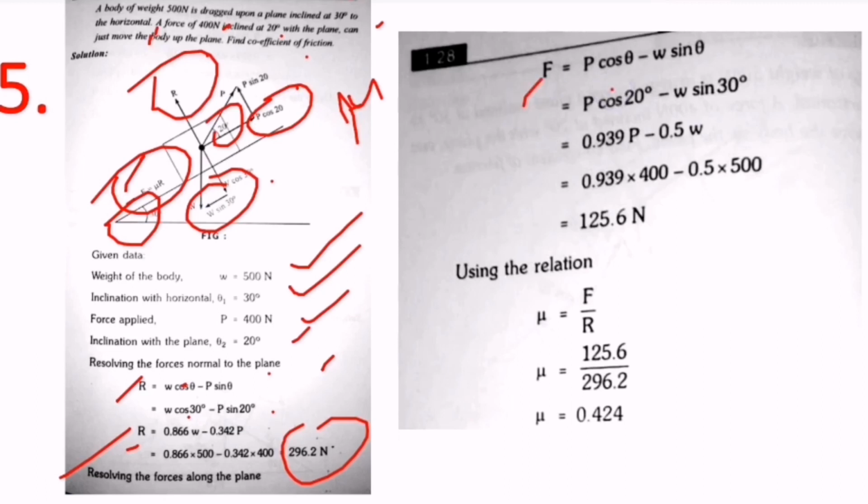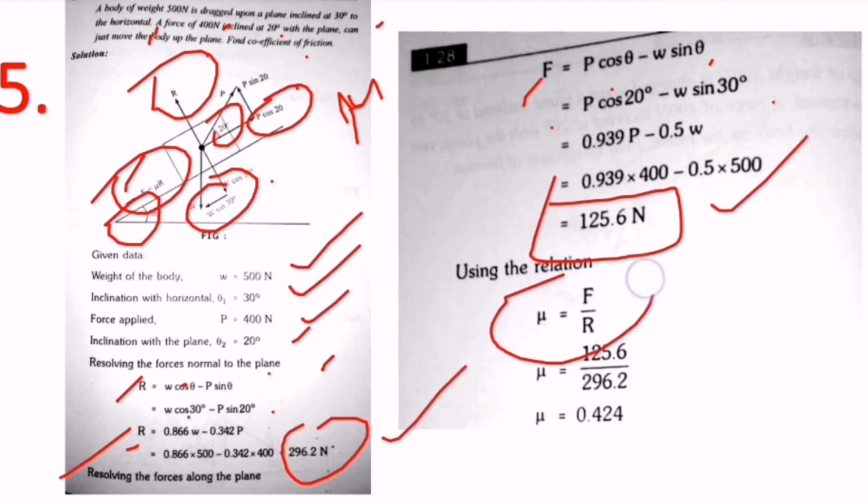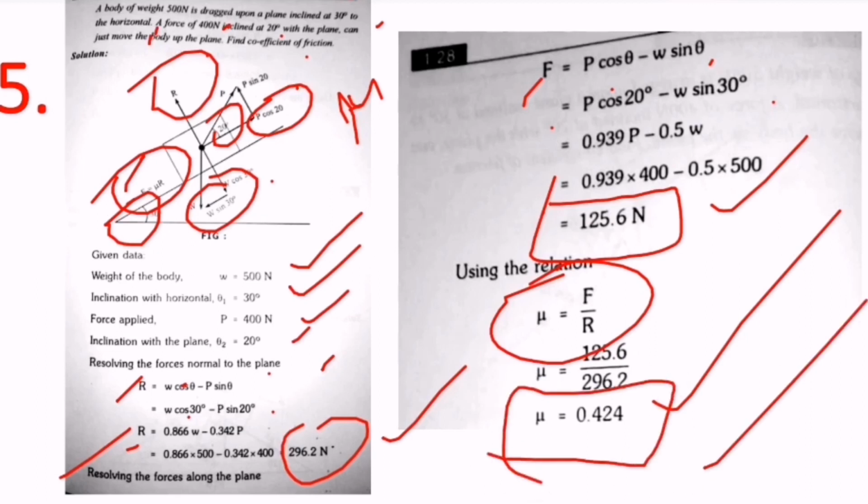So F equals P cos theta minus W sin theta. So P cos 20 minus W sin 30, that is F equals 125.6 Newton. So after getting F equals something and R equals something, by substituting in this we'll get mu equals 0.424. So this is the way to understand different values given in the question and applying on the diagram.